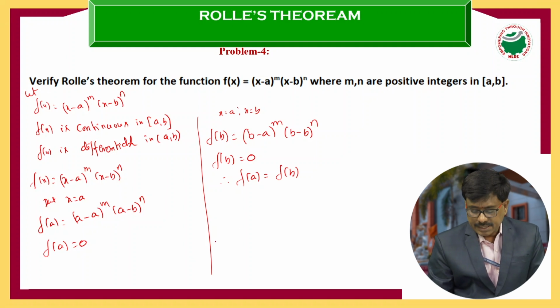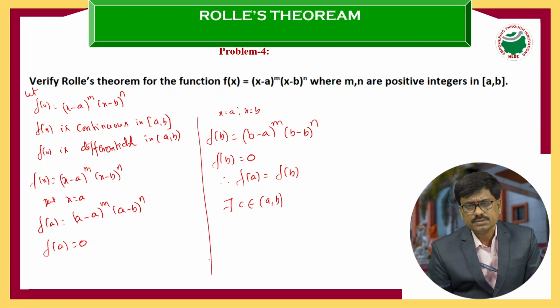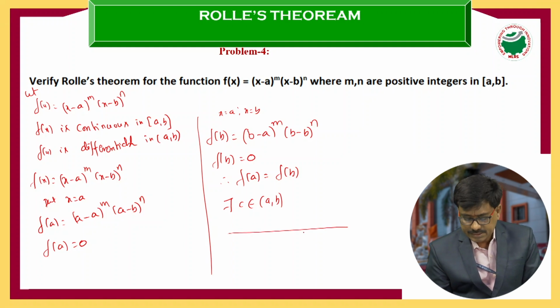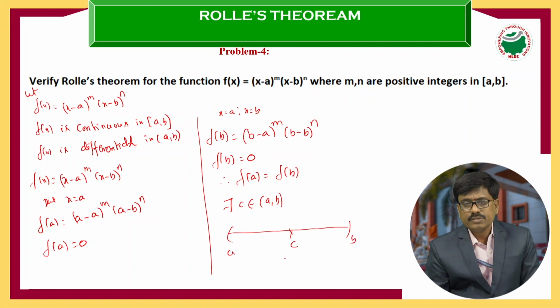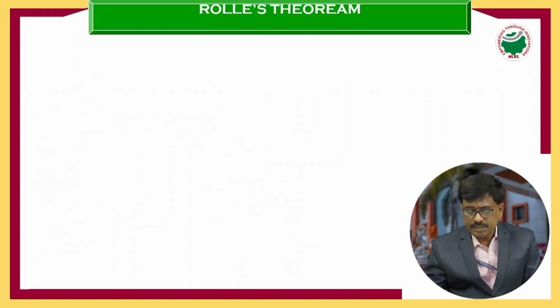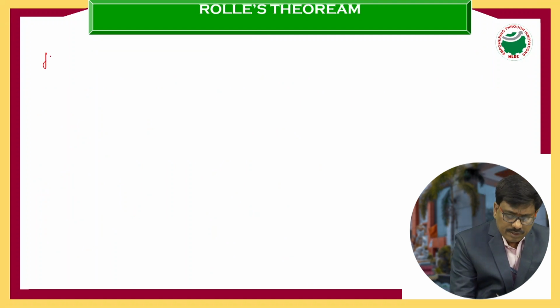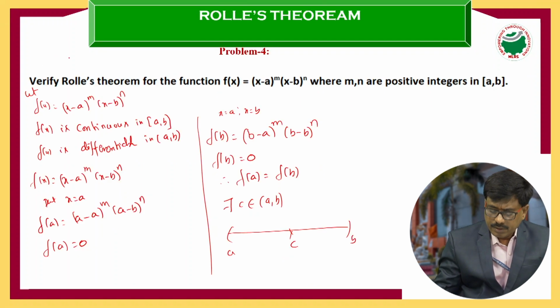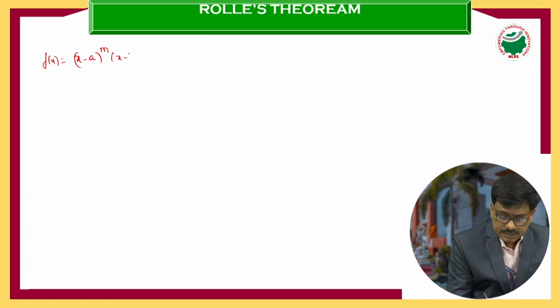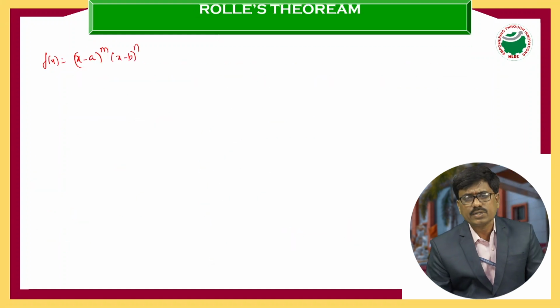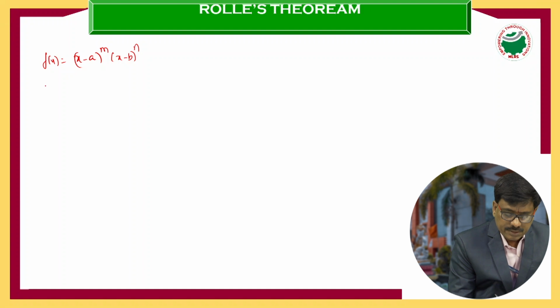What is the third condition? There exists a point C that lies between a and b. C value lies between a and b. We will take the interval a comma b, the point C in between a and b. Let us go with the derivative of this function. F of x is equal to (x minus a) whole power m into (x minus b) whole power n. We need to calculate the derivative of this function.